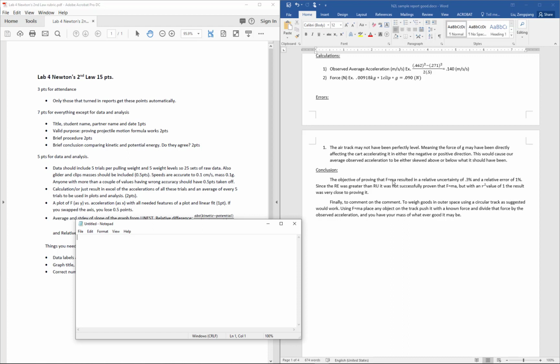The exact thing to prove is you'll have an expected mass, the total mass of the glider plus all the clips, and you'll also have a measured mass, which is the slope of your force versus acceleration line. So those two should be compared against each other. So let's see how much the student had done the calculations to see if I should take a little bit of points off. I'm thinking about half a point, not a lot.